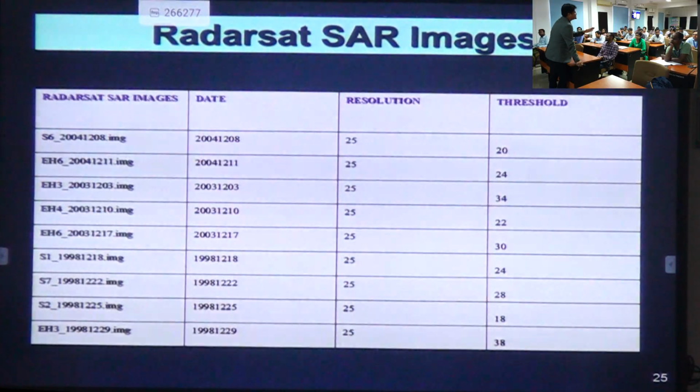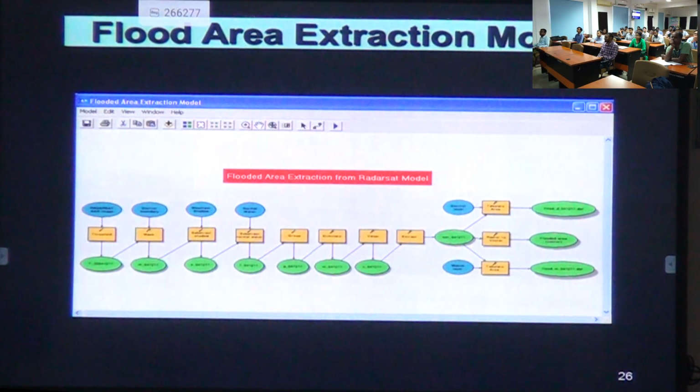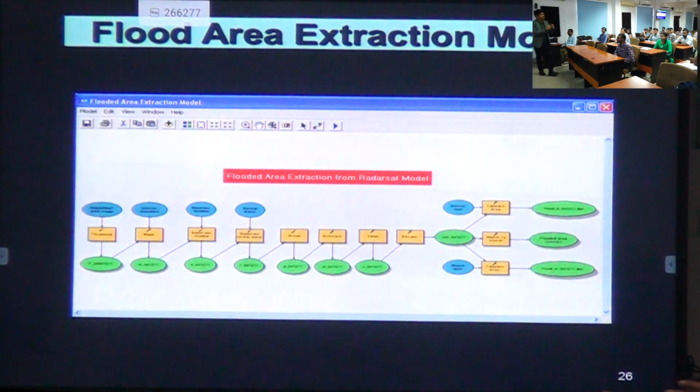Okay. Now, these are the different radar set images that we use. What is the date? What is the resolution? What are the threshold values we come up with? Okay. We automatize the process because we wanted to do batch processing, right? So we built a model in ArcGIS so that it takes the input data, then just 1 or 2 steps in between just to cross-check, and then it gives you the output. But you can also 100% automatize.